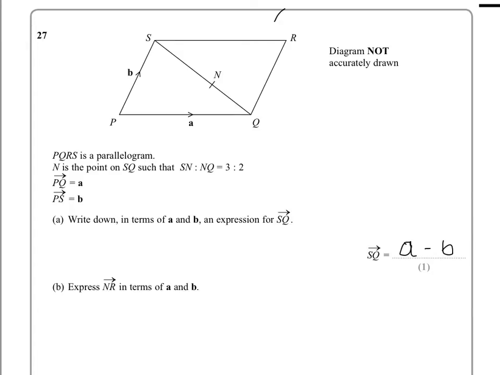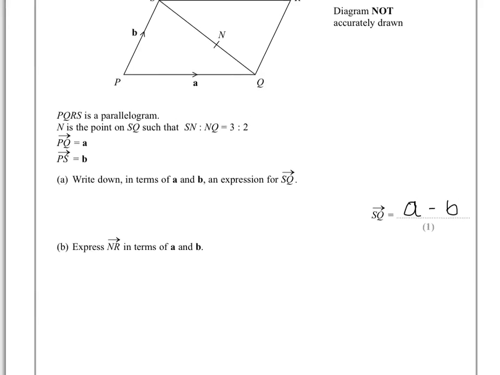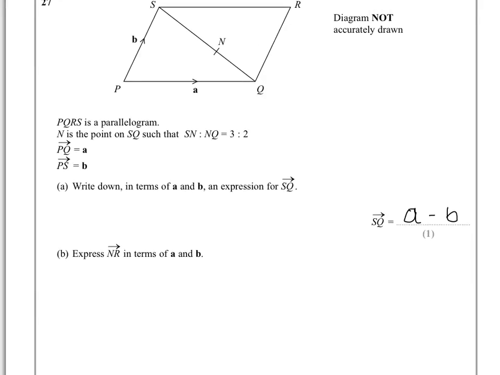In part B it asks us to express NR, so essentially NR is going from N to R, in terms of A and B. Now, in order to go from N to R in terms of the vectors, we need to go from N to Q and then Q to R. So that's the first thing that we'll write down over here. N to R equals N to Q plus Q to R.